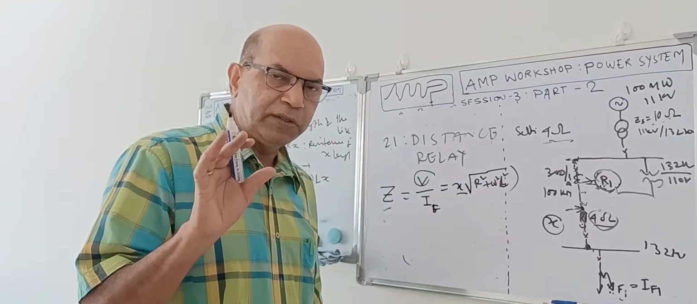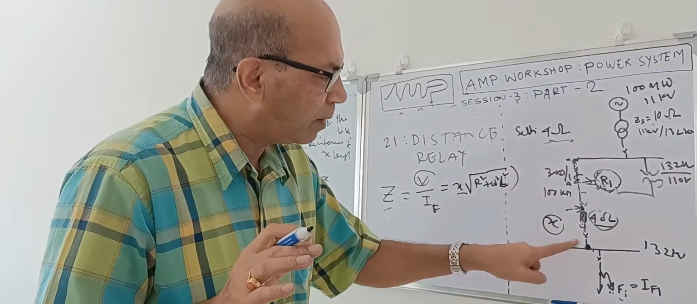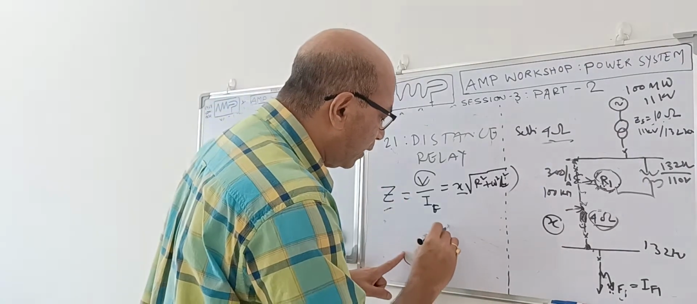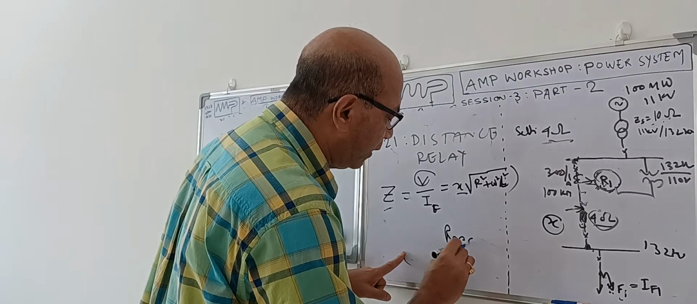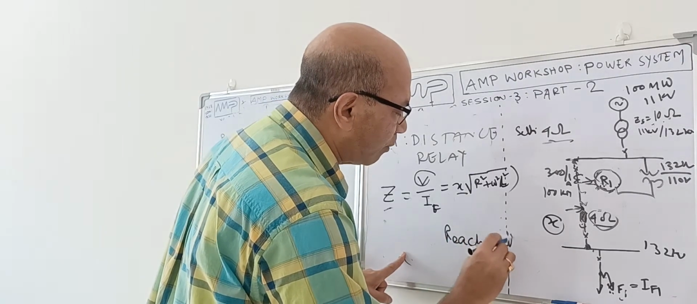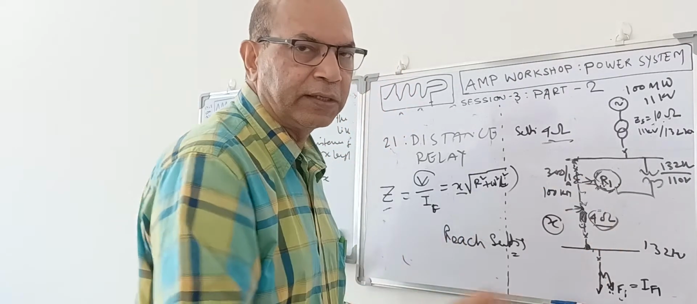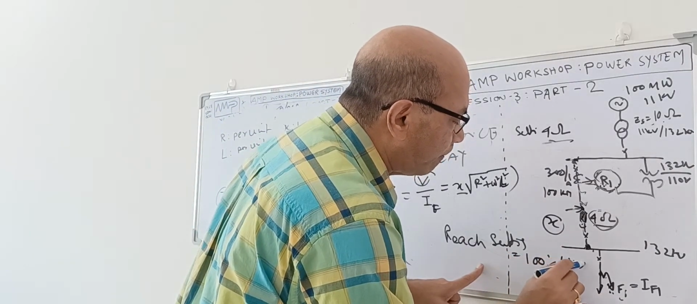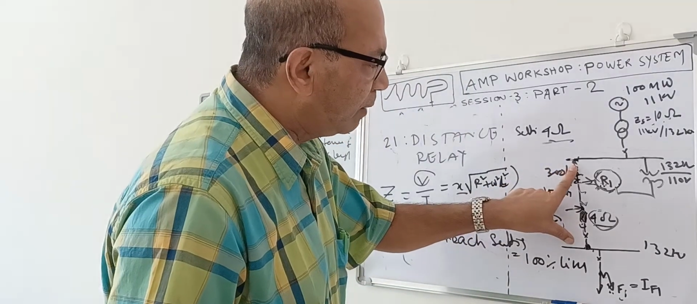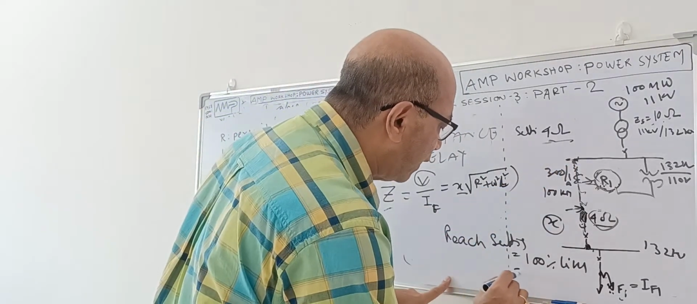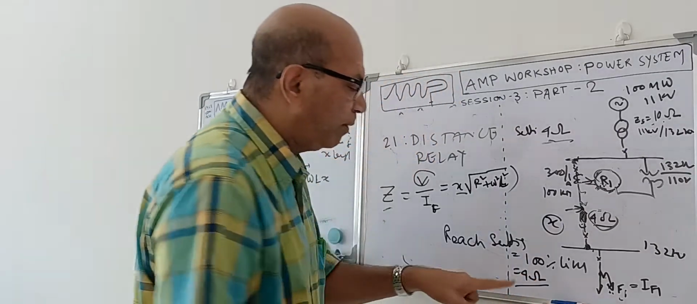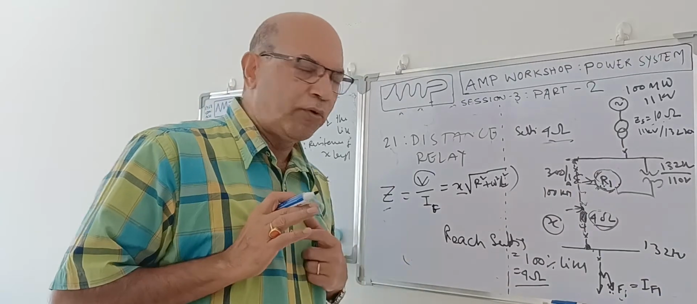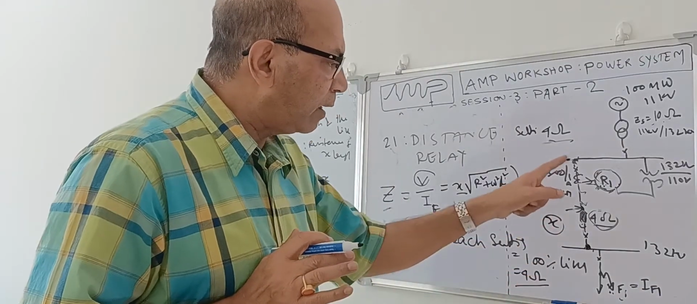Now the setting of the Z, if we want to protect 100% of the line, we give the reach setting. We call it one word, reach setting. Reach setting will be given as per our requirement. Suppose I am giving 100% reach setting, it means 100% of the line will be protected. So if this line impedance is 4 ohm, I will give a reach setting of 4 ohm. When I give 4 ohm, the relay will understand that I have a setting of 4 ohm and I am protecting 100% of the line.